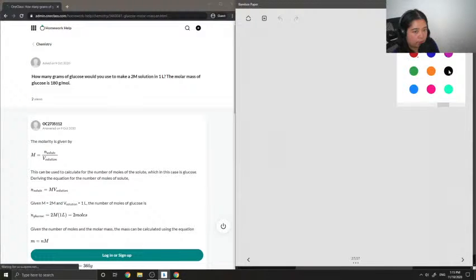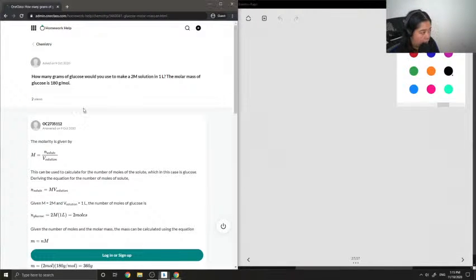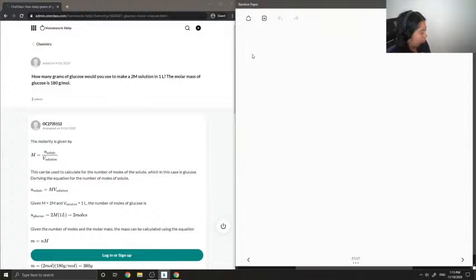Okay, so moving on to question number 10, I believe. How many grams of glucose would you use to make a 2 mole per liter solution in 1 liter? The molar mass of glucose is 180 grams per mole.